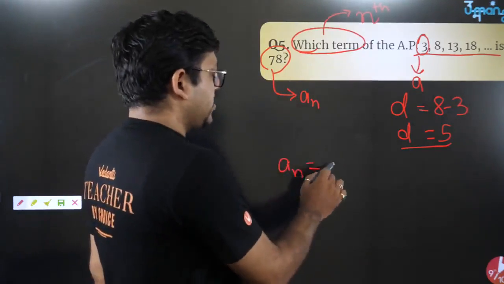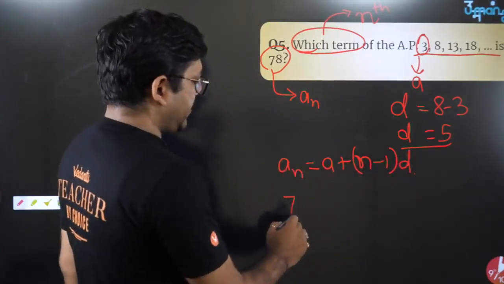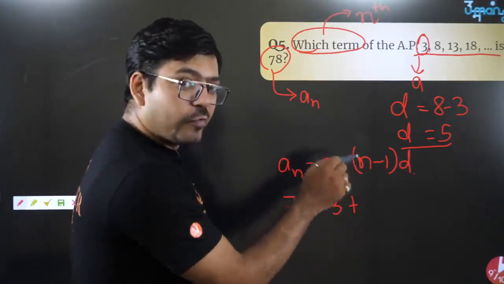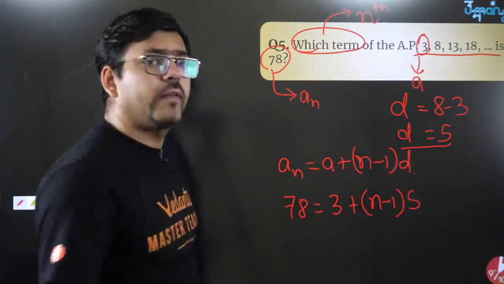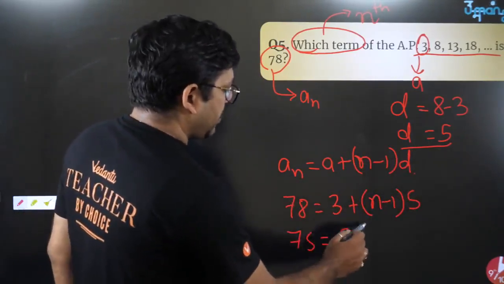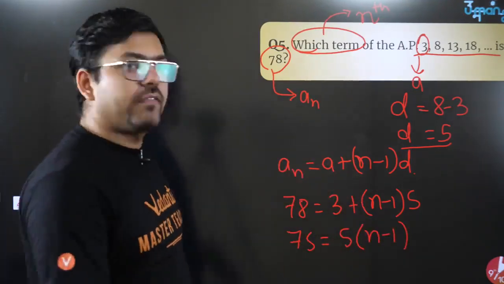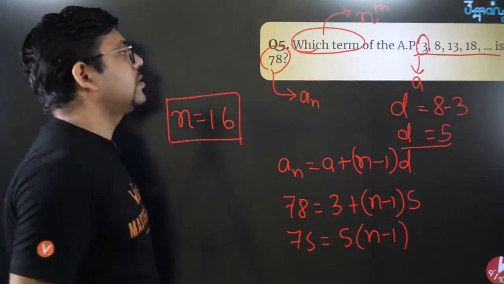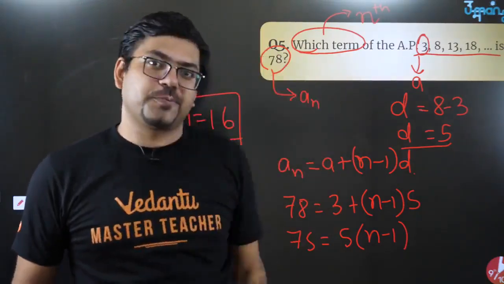You'll write an is equal to a plus n minus 1 into d. You know an is given as 78, a is 3, plus n minus 1, and this n you have to find. Common difference d is given as 5. So now you just have to solve it. This 3 going to this side, it will be 75 is equal to 5 into n minus 1. So 5 will cancel into 15 times. N minus 1 will come here and it will become plus 1, and hence n is equal to 16. That 16th term is 78. For this particular AP, the 16th term is 78.